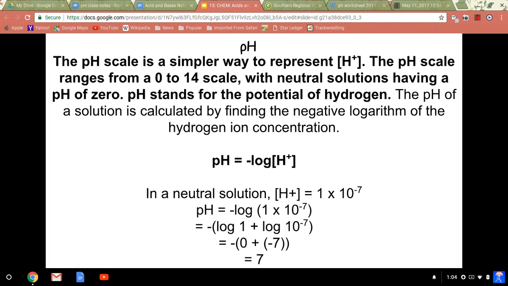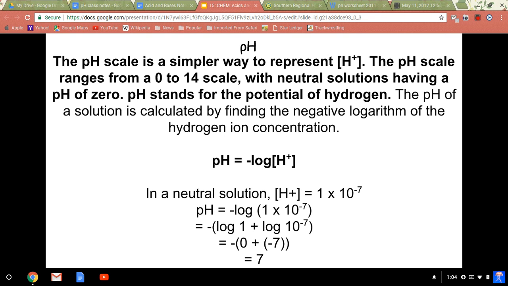The pH scale ranges from 0 to 14, with neutral solutions having a pH of 7. pH stands for potential of hydrogen, in case you didn't get that before. To figure out the pH of a substance, you do the negative log of the hydrogen ion concentration. So you would do it right in your calculator.